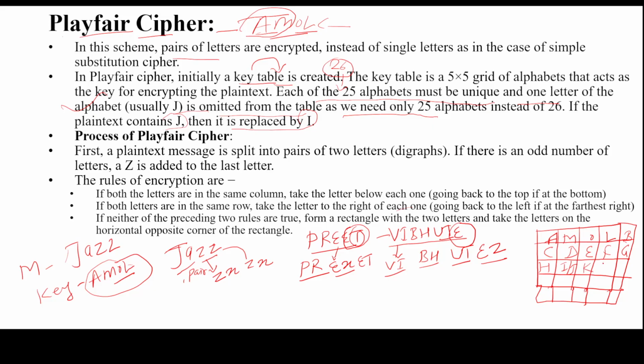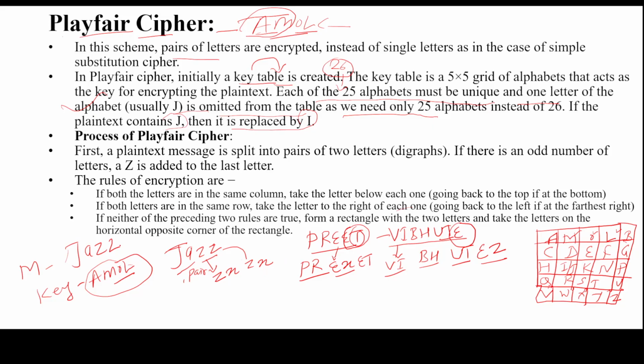Then K, L. Okay, so the rule is saying that there should not be repetition of a similar letter. So L is already there in this particular column, so I'm skipping that L. M, yes, M is also there, so skip it. O is also there. Then N is remaining. N, O, P will be there. Then the remaining letters Q, R, S, T, U, V, W, X, Y, and Z. So this matrix we have created.